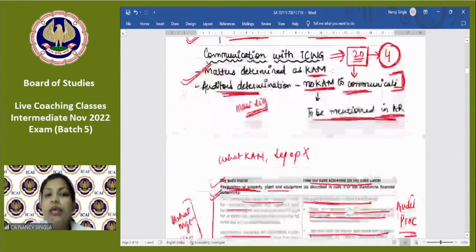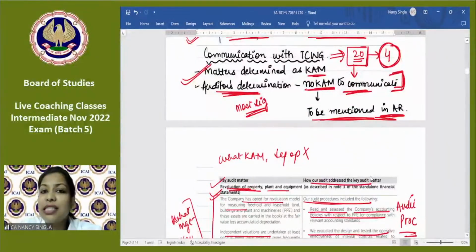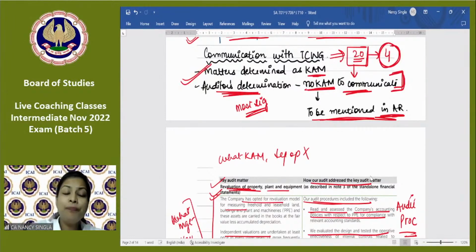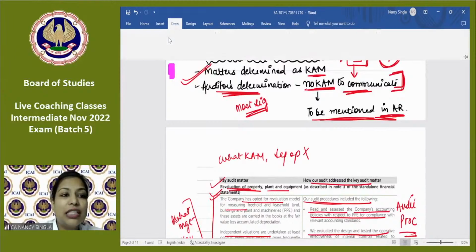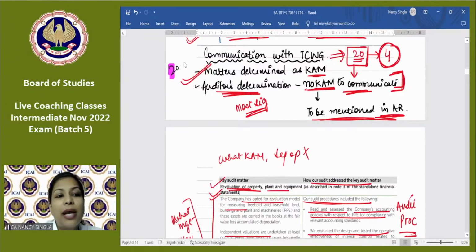Whatever matters the auditor decides to give as key audit matters, he will discuss the same with those charged with governance. That means he will tell them that out of the 20 matters I have discussed with you, these 4 matters I have considered as key audit matters and I'm giving them in my audit report. And even if there is no key audit matter, the fact needs to be mentioned in the audit report. How? I'll show you.